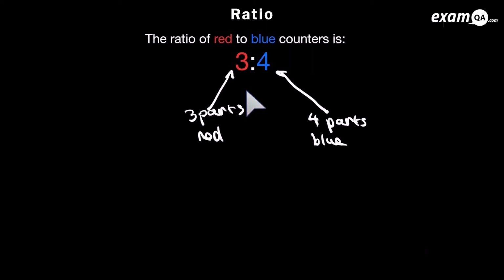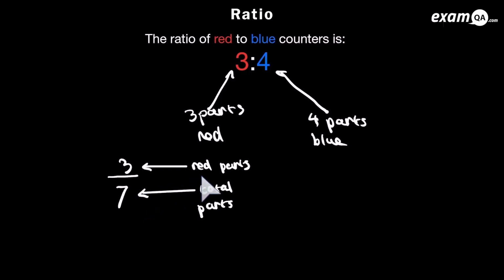Now we need to know how to turn this ratio into a fraction. Okay, so what fraction of the counters are red? Now we know there's 3 parts are red and we do it over the total number of parts, which is 3 plus 4, which is 7. So what fraction are red? 3/7. So let me ask you now, what fraction of the counters are blue? So you can pause the video and have a think about that.